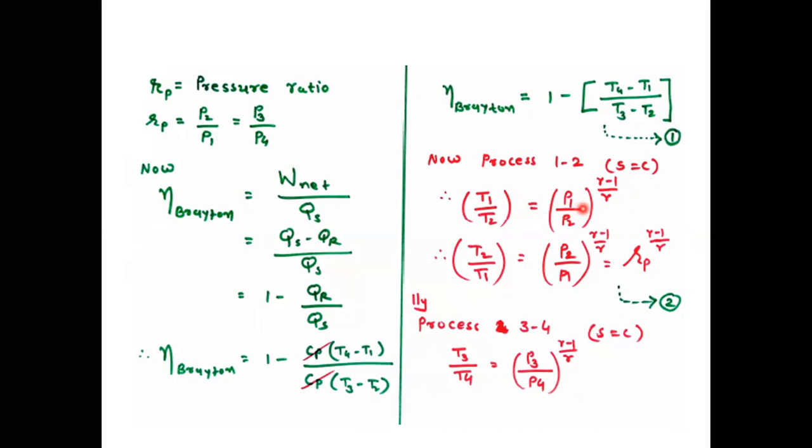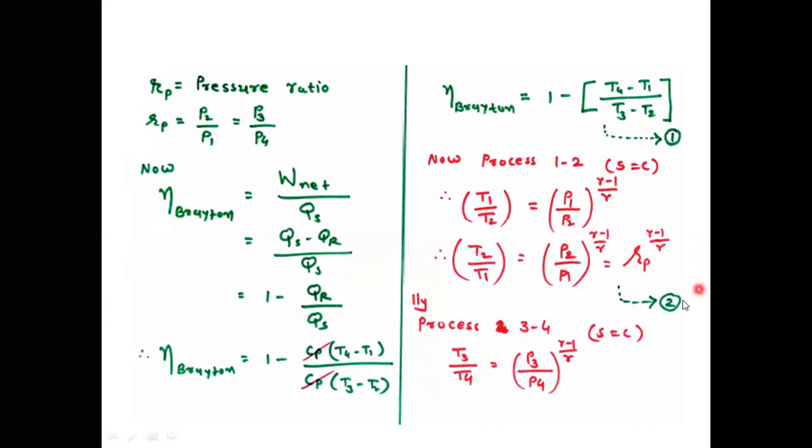This is the pressure temperature relation of adiabatic process. Take the reciprocal on both sides. So I can write T2 divided by T1 is equal to P2 divided by P1 raised to gamma minus 1 upon gamma. And what is P2 divided by P1? Here, P2 divided by P1 is the pressure ratio. Instead of P2 by P1, I can put Rp. So T2 by T1 is equal to Rp raised to gamma minus 1 upon gamma.